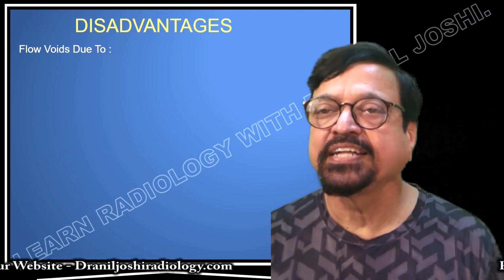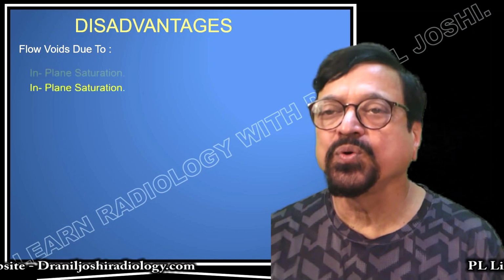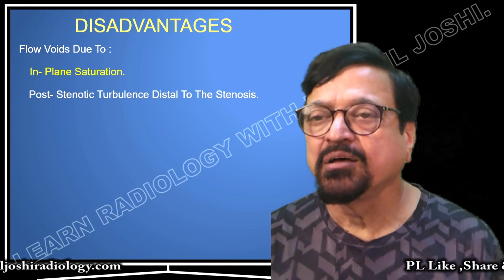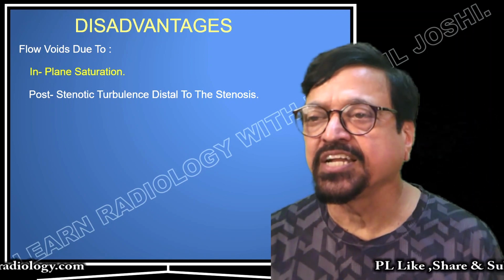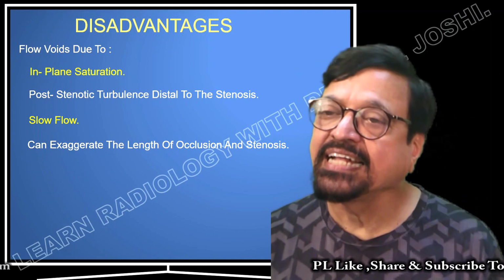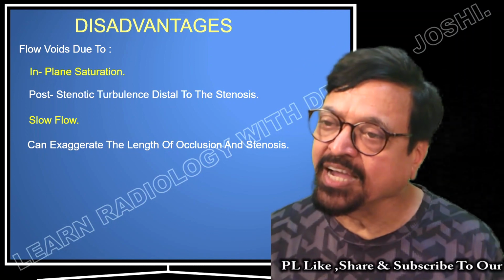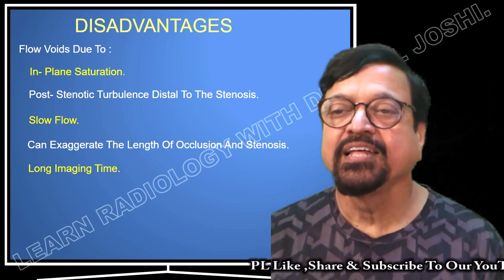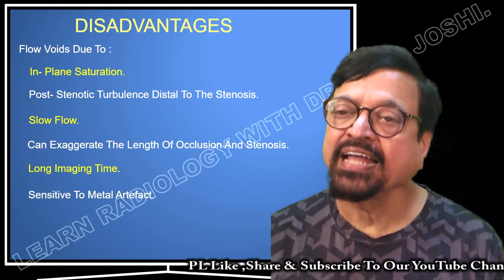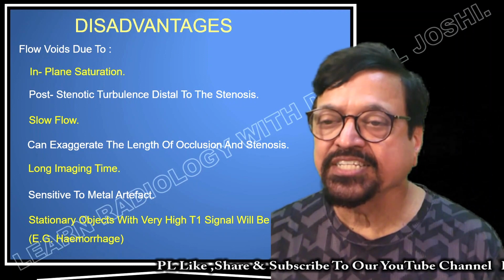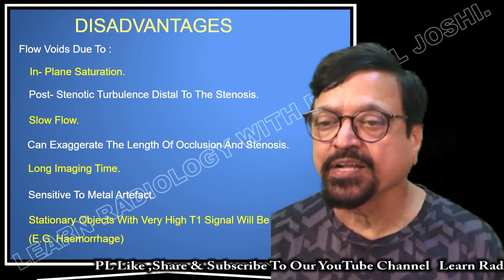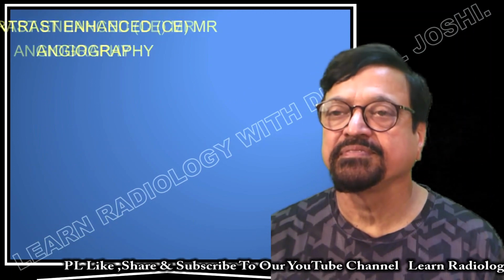Now what are the disadvantages? Flow void due to in-plane saturation, post-stenotic turbulence distal to the stenosis. Slow flow can exaggerate the length of the occlusion and stenosis, long imaging time, and sensitivity to metal and artifacts. Stationary objects with very high T1 signal will be visible, for example hemangiomas.